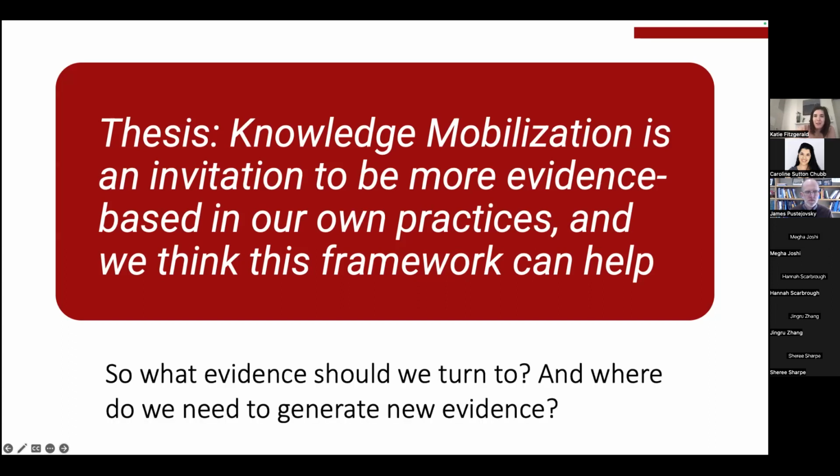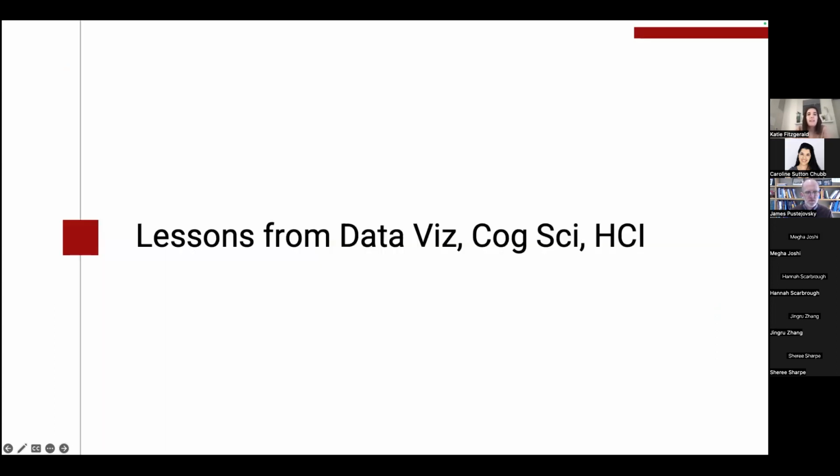And so if we're trying to be more evidence-based, what evidence should we be turning to, right? And where do we need to generate new evidence? I think there are at least 3 literatures that are useful when it comes to communicating statistical evidence: data visualization, cognitive science, and then HCI, which is human-computer interaction. I'm going to highlight some specific tips from those literatures in a second, but I think these fields, in the way they go about establishing best practices, have some broader lessons for us as well.